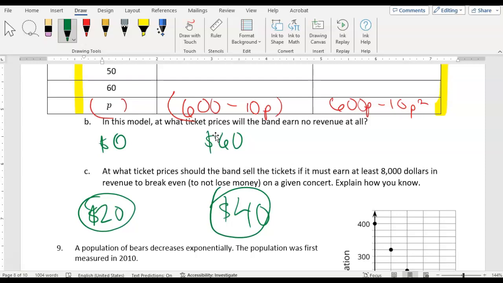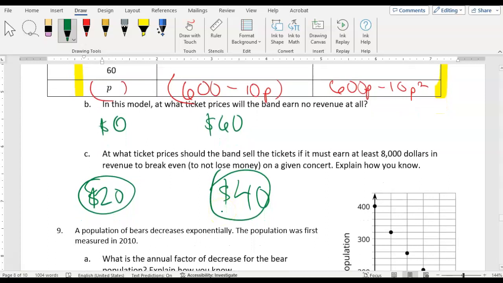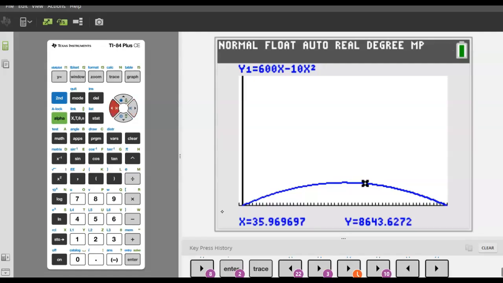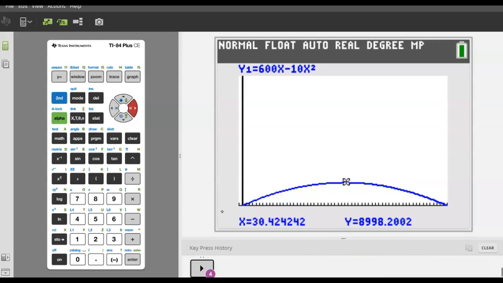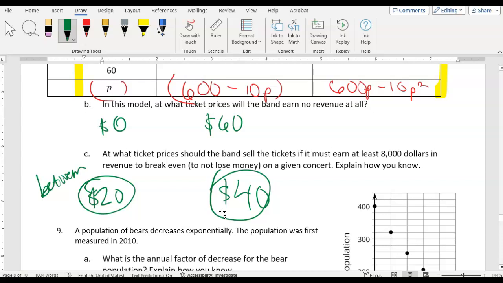So at $20 and $40, between $20 and $40, right, because that amount in between as well, we looked at kind of the peak here, you know, selling it at $28, $29, $30 would also be okay.